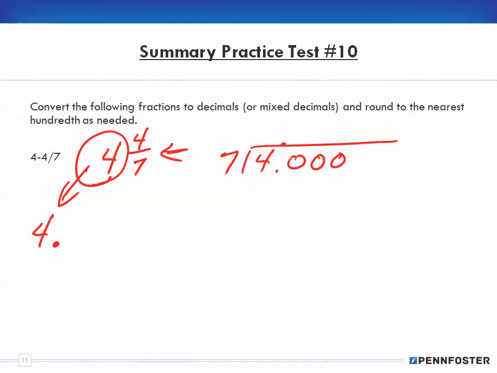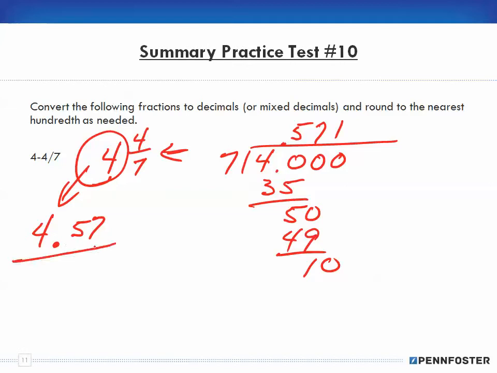So 7 into 40 goes 5 times. That's 35. Remainder of 5. 7 into 50 goes 7 times, that's 49. Remainder 1, 10, and now I know 7 into 10 goes once. I don't have to do the rest of the math because that's my thousandths position. And since it's lower than 5, I'm going to round down, so my fractional portion is only going to be 57. So my answer is 4.57.